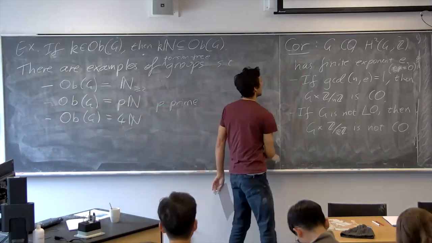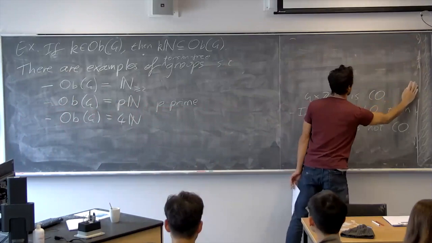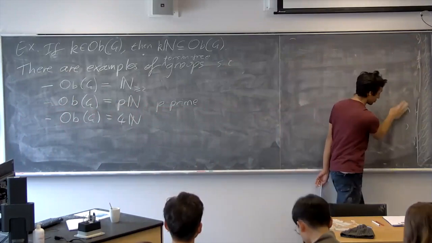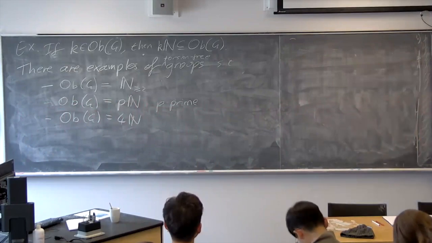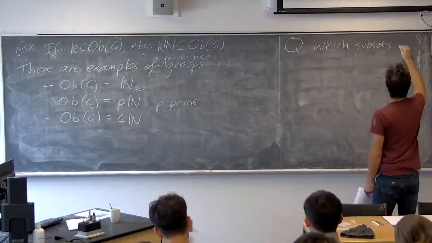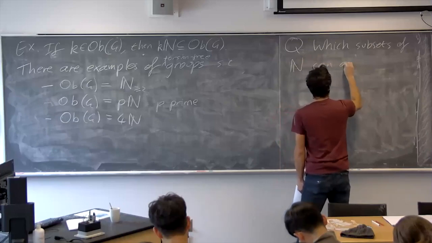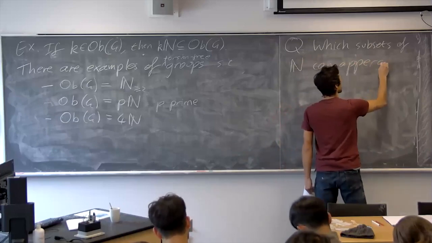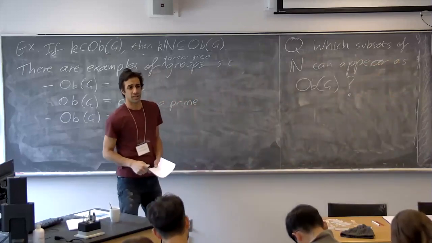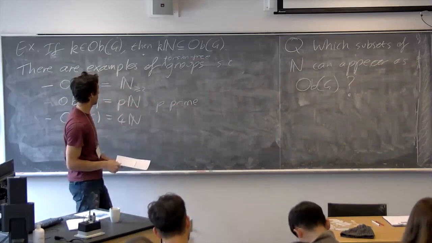And it's not clear at all which subsets of the natural numbers can appear as obstruction spectrums in circularly orderable groups. Question: which subsets of N can appear as the obstruction spectrum of some group? Here's an example where it's not a cyclic semigroup.